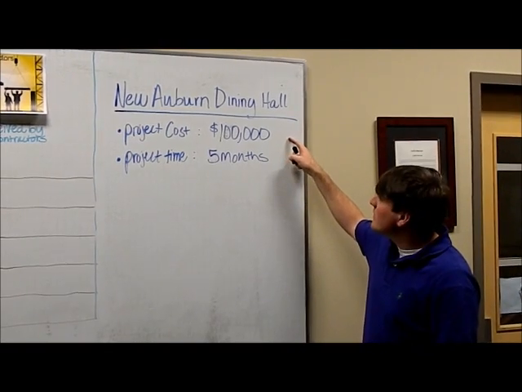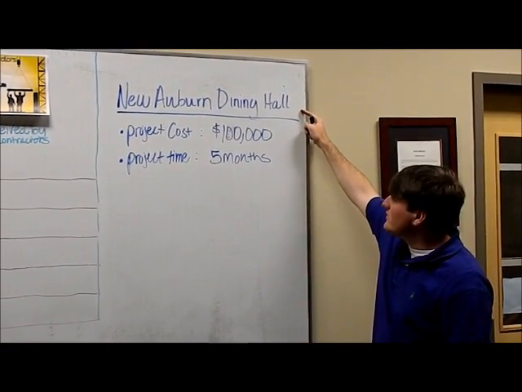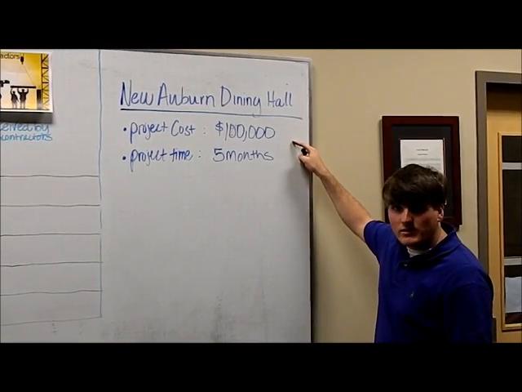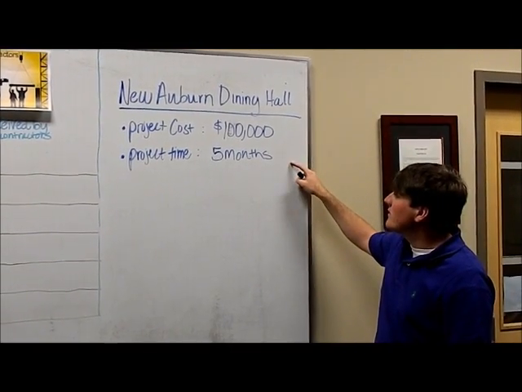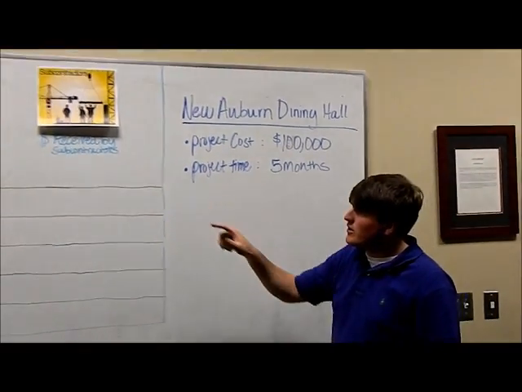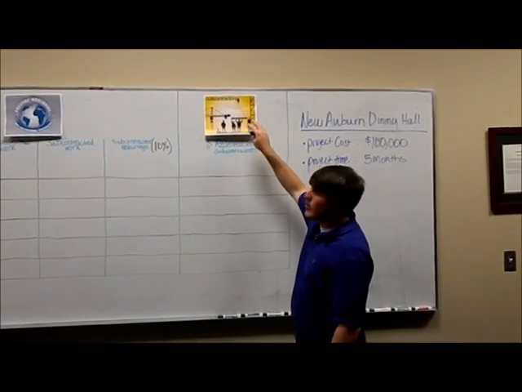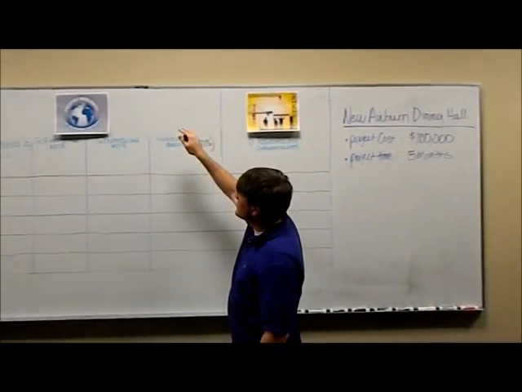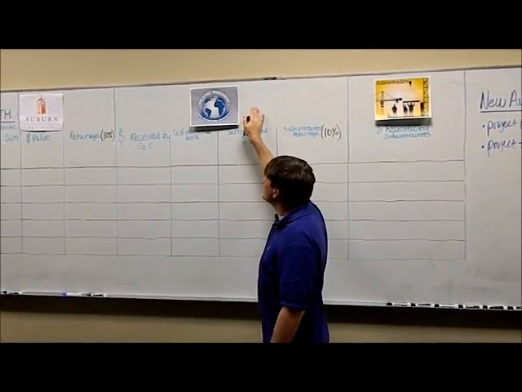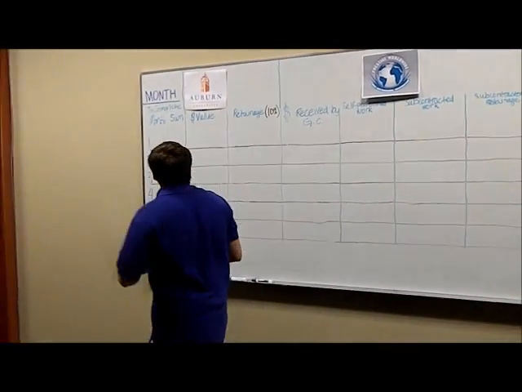As you can see right here, we have our project, which is the new Auburn Dining Hall project. We also have our project cost here of $100,000, and we also have 5 months here for our project time. As you look across here, this is our cost flow spreadsheet. We have the 3 parties that are involved. We have our subcontractors, we have our general contractor, Prestige Worldwide, and then we have the owner here, Auburn University.